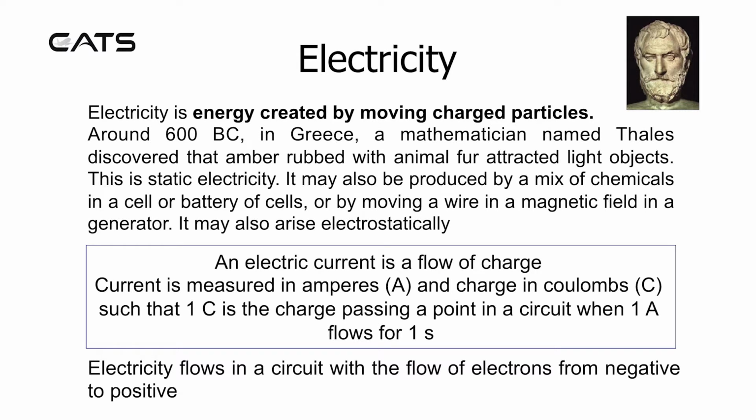An electric current is a flow of charge. Current is measured in amperes and charge in coulombs, such that 1 coulomb is the charge passing a point in a circuit when 1 ampere flows for 1 second. Electricity flows in a circuit with the flow of electrons from negative to positive.